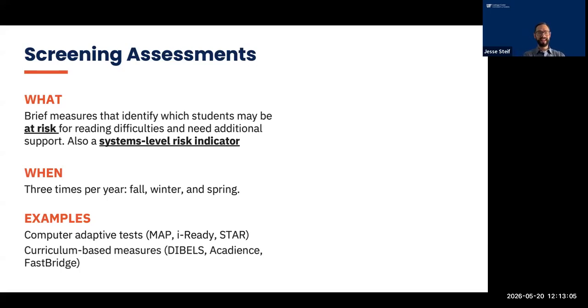And screening assessments can do that really, really well because of how they're created. They have a property called predictive validity, meaning that we know if you fall above or below a certain cut point, that most students who are scoring in that range either do or do not go on to fail an end of year outcome measure.